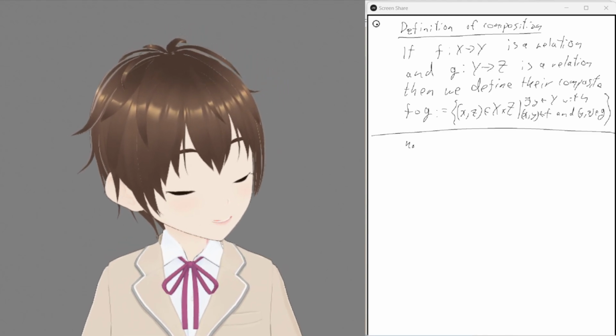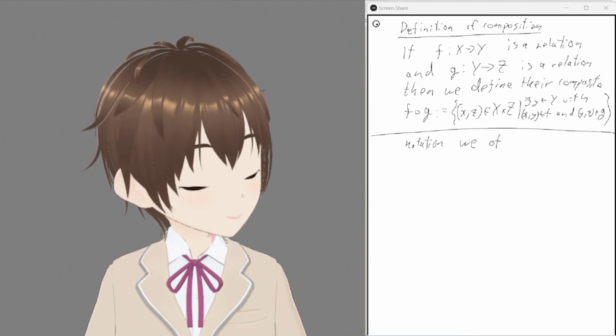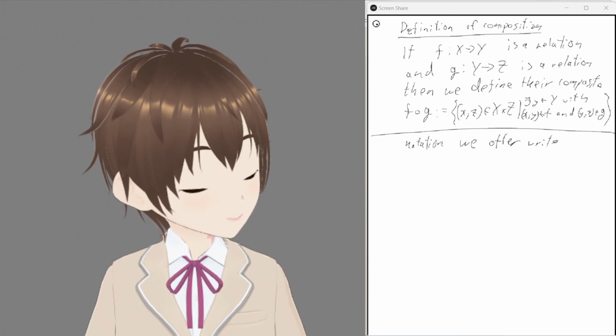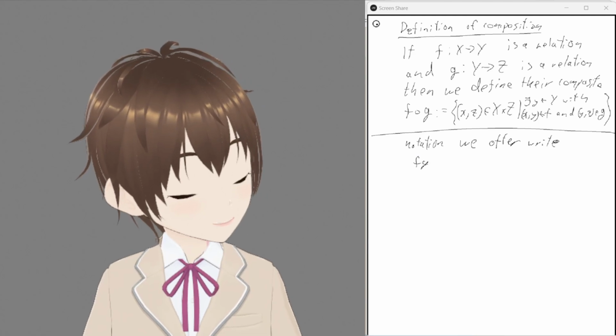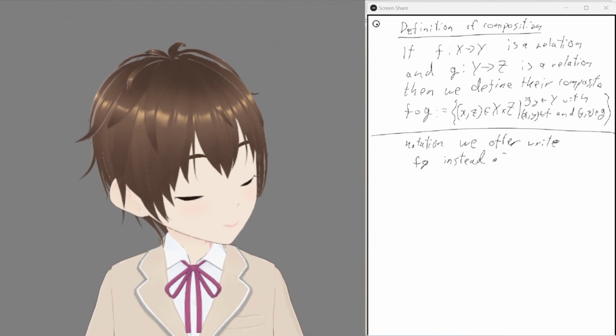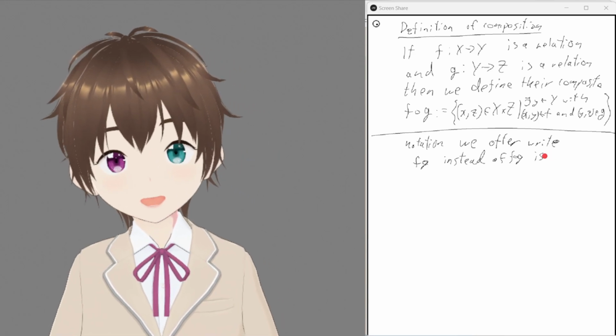So first, notation. We often write just fg instead of f composed g, if the meaning is obvious from the context, which it often is.